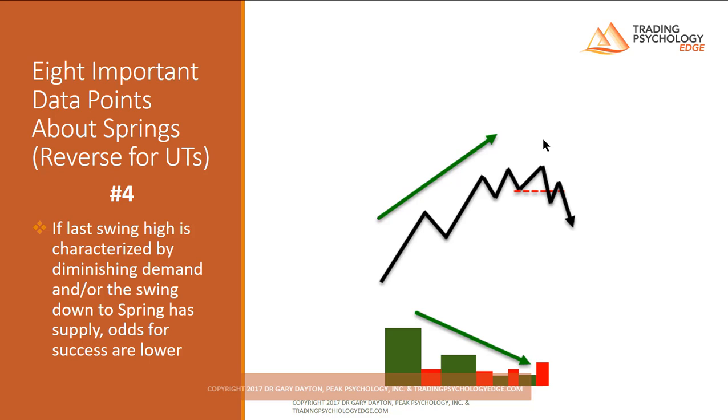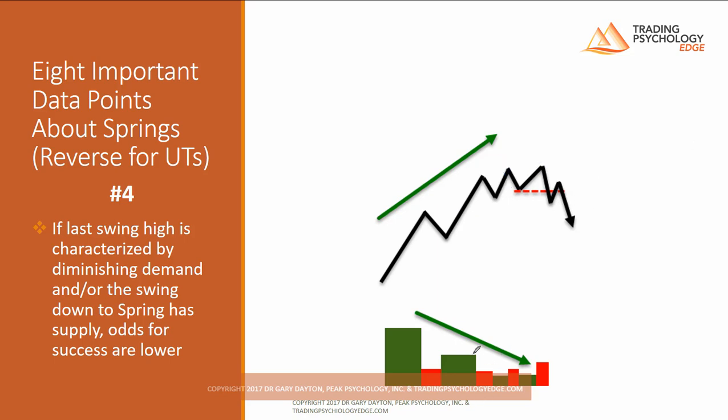Okay, so now if the last swing high is characterized by diminishing demand, or the swing down to the spring has supply, here we have shortening of the thrust in the waves, right? You can see that this wave up was nice and large. This one's gotten smaller, and this one's gotten smaller as well. And we're just not making progress up.